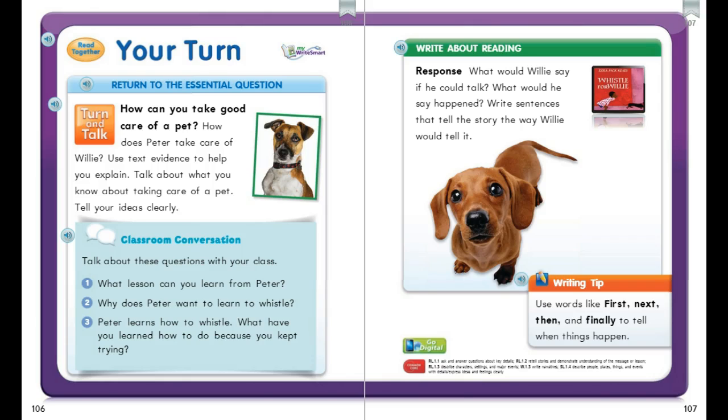Then have the conversation and answer those questions in the blue box. What lesson can you learn from Peter? Why does Peter want to learn to whistle? And Peter learns how to whistle. What have you learned how to do because you kept trying?